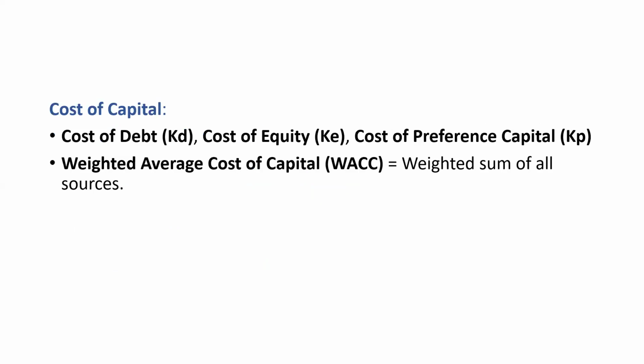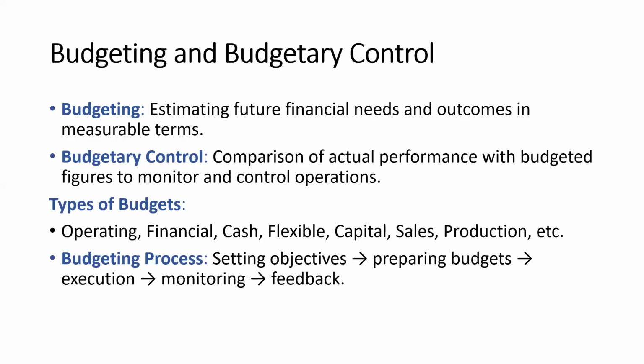Cost of capital. So cost of capital is the cost of debt, cost of equity, and cost of preference capital. And weighted average cost of capital is equal to the weighted sum of all sources.